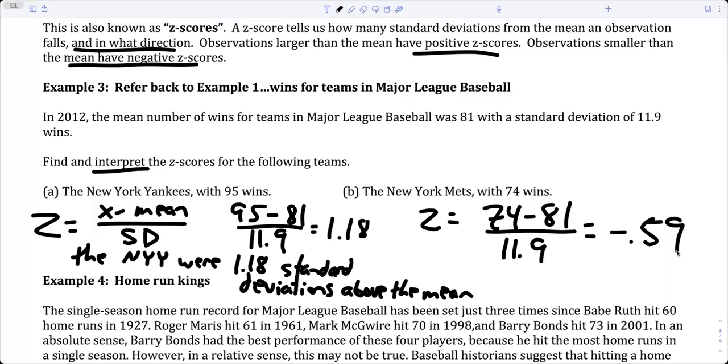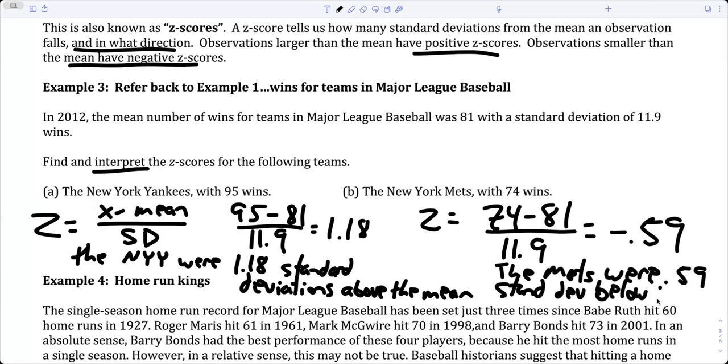So my interpretation this time would be the Mets were 0.59 standard deviations below the mean.